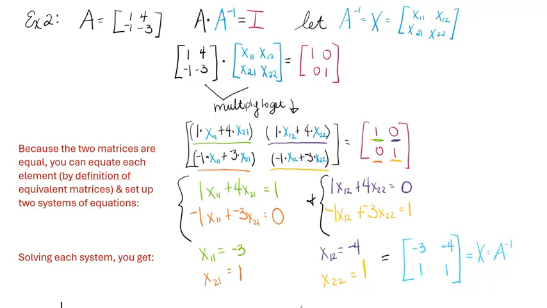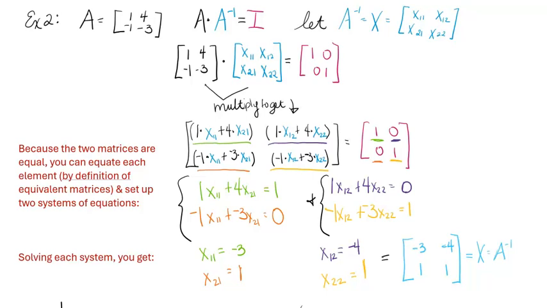We end up with 1x11 plus 4x21 in the top left, the row 1 column 1 place, and then 1x12 plus 4x22 in the row 1 column 2 place, and then the same thing for the other elements. You can see that, and we're going to set it equal to the identity matrix of 1, 0, 0, 1, because that's what it equals.